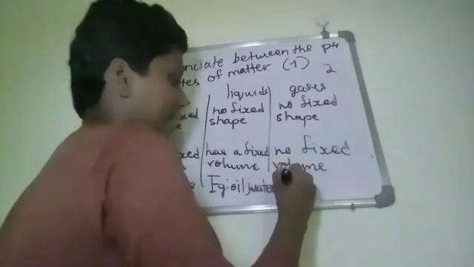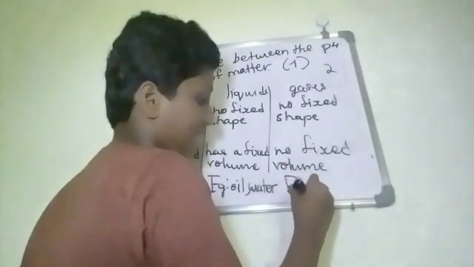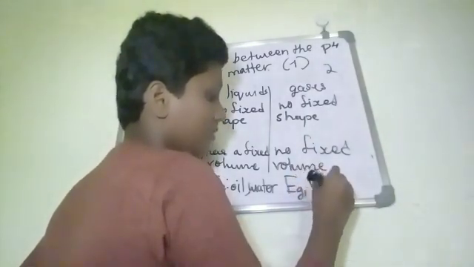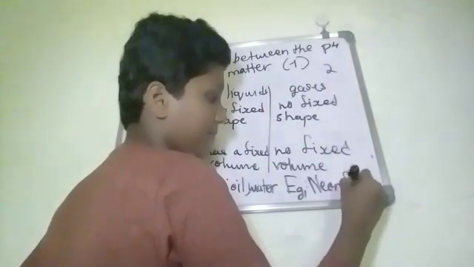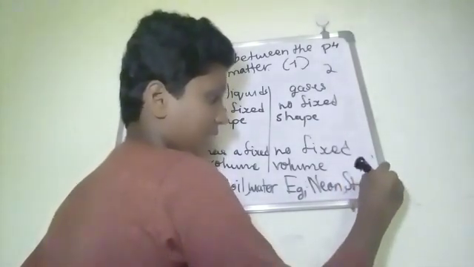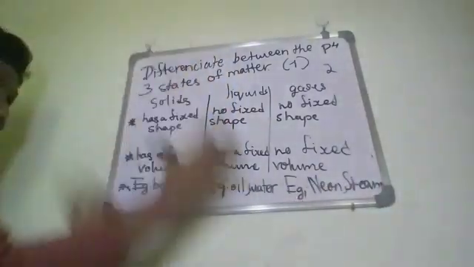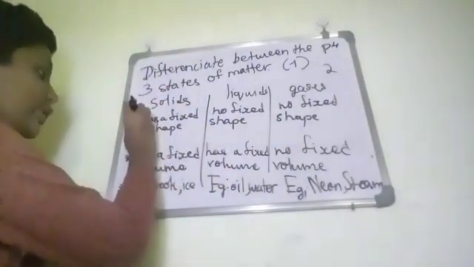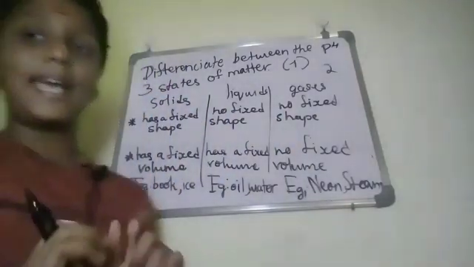Next, gases. You can write examples, for example neon, steam. Okay, so these are gases. So for this answer, you will get 1 mark. Okay, 2 points and the examples.